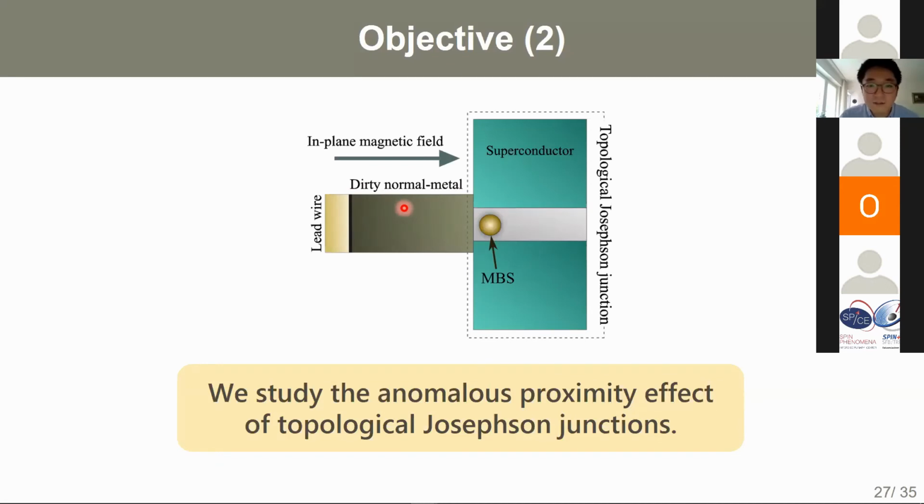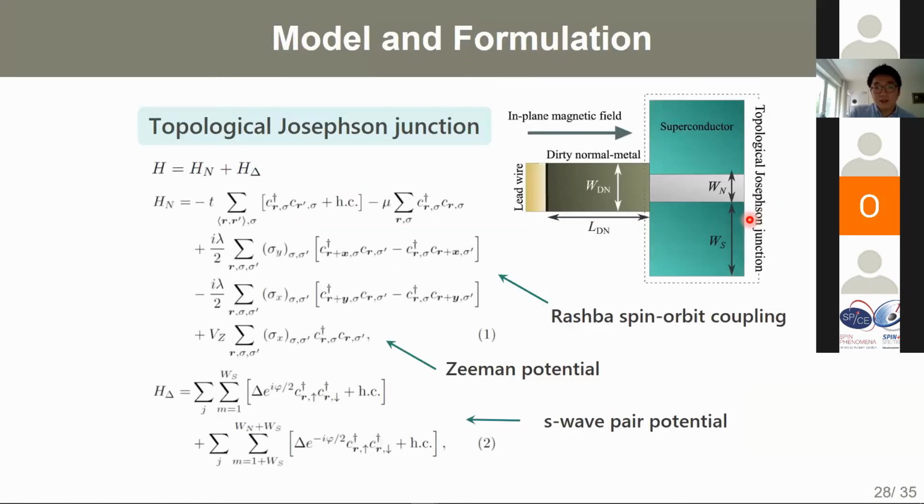But no one has studied the anomalous proximity effect in this kind of tricky junction. I mean, we don't use a pure p-wave superconductor in this case, and instead of it, we use a planar topological Josephson junction. So in this work, we will confirm that the planar topological Josephson junction can indeed cause the anomalous proximity effect. So let me explain our model.